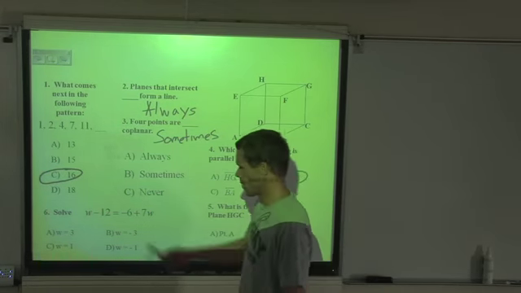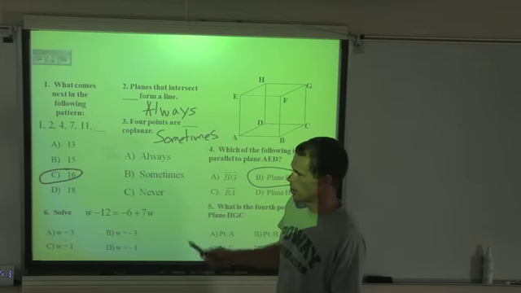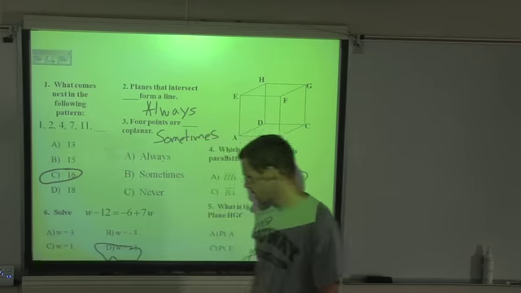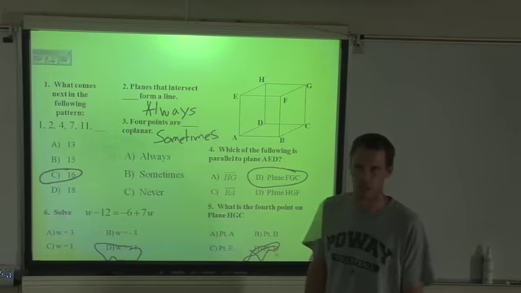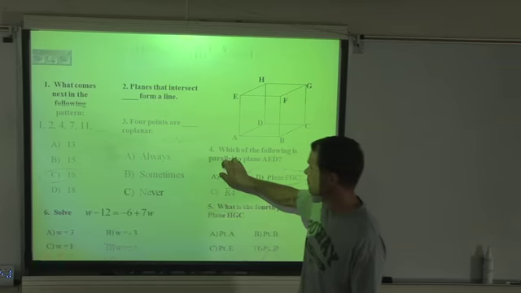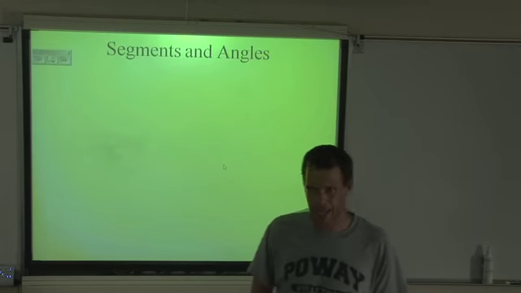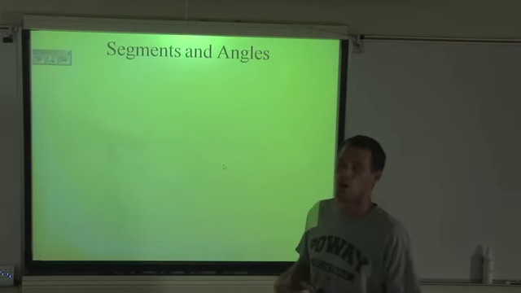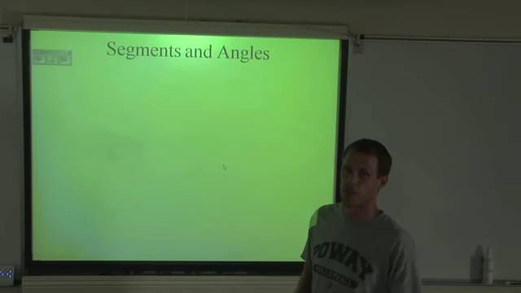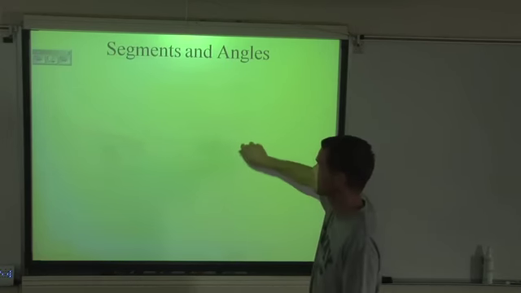And finally, we just had a little bit of algebraic work. Did our solving go well? And in this case, it was D. W equaled -1. So let's get going on Chapter 1, Section 5. Segments and angles. Today we're only going to look at the video of segments. Angles is actually going to be Chapter 1, Section 6 on the next video.